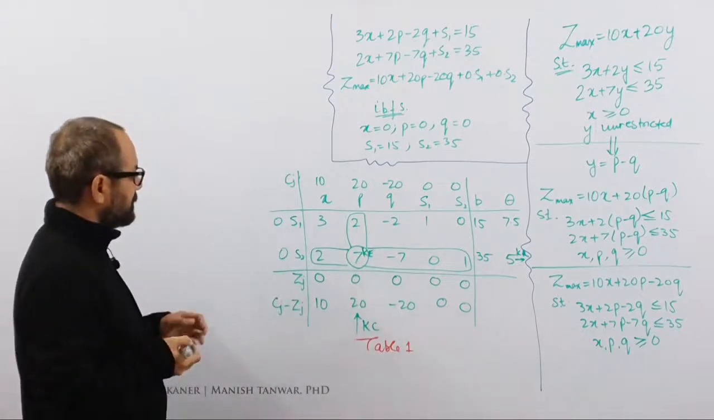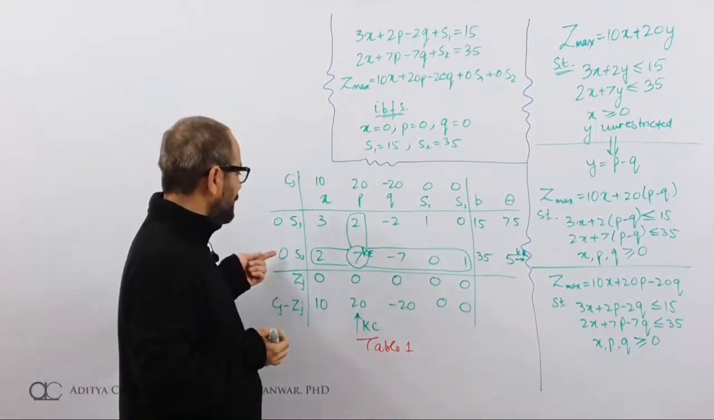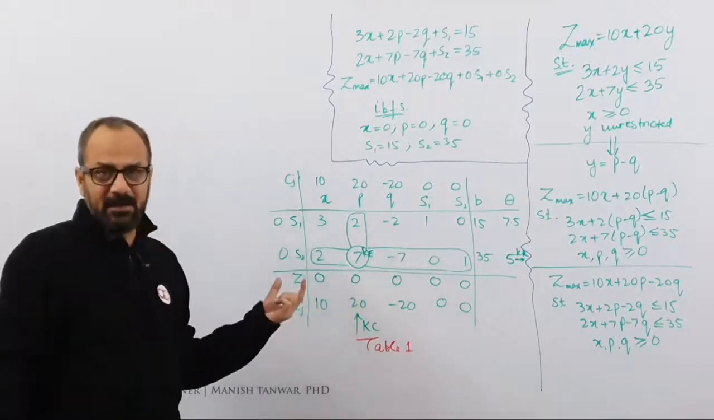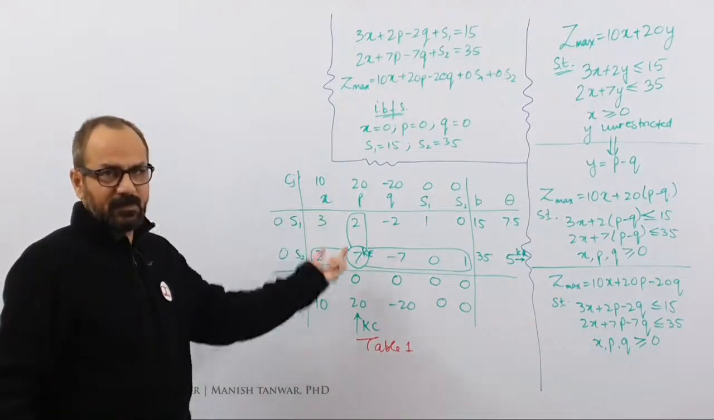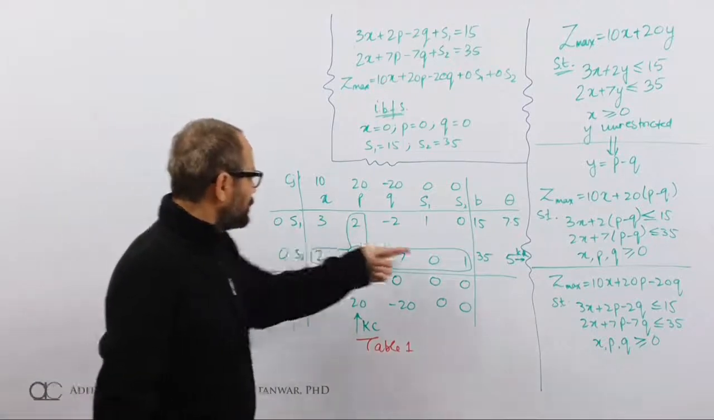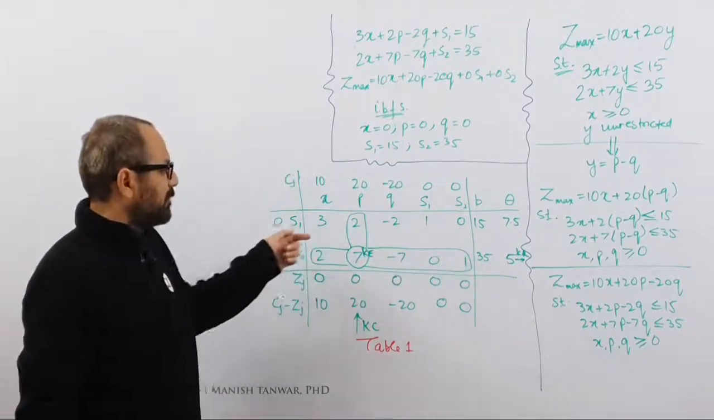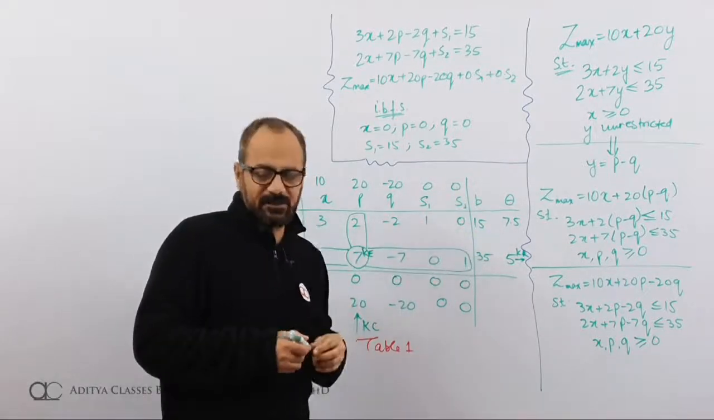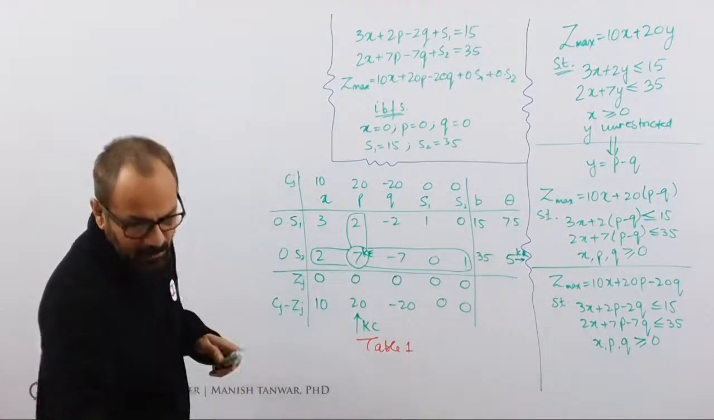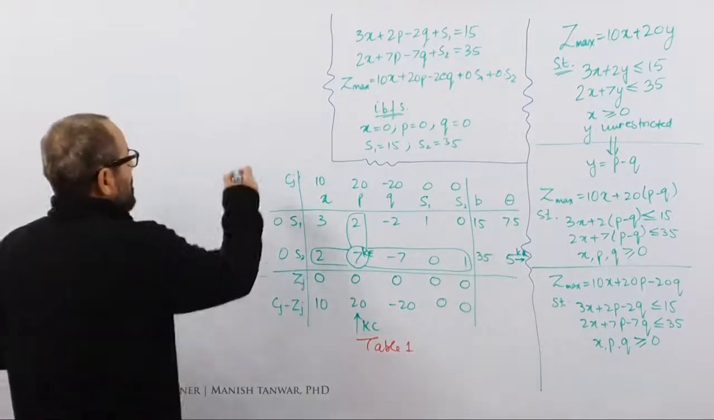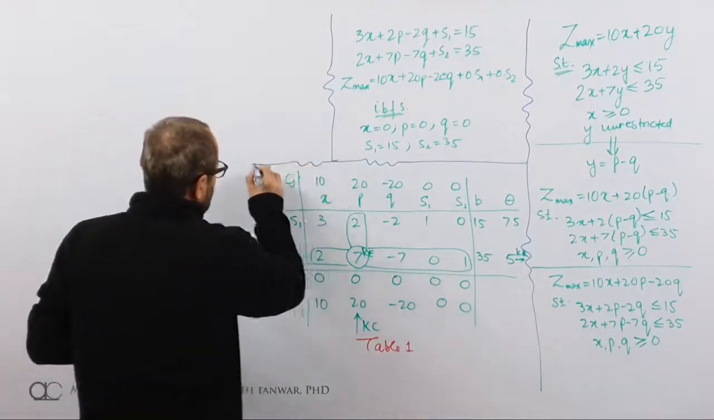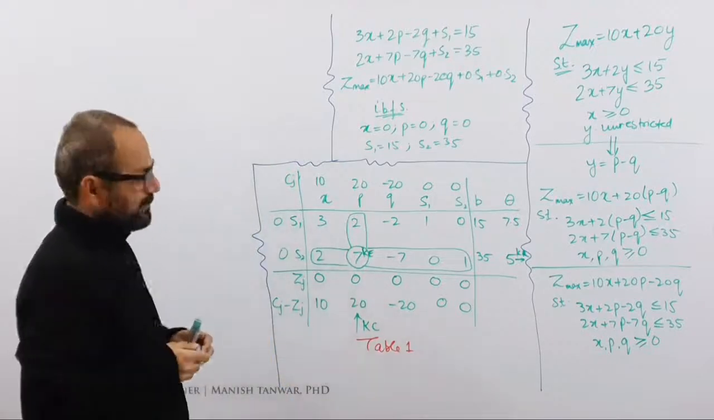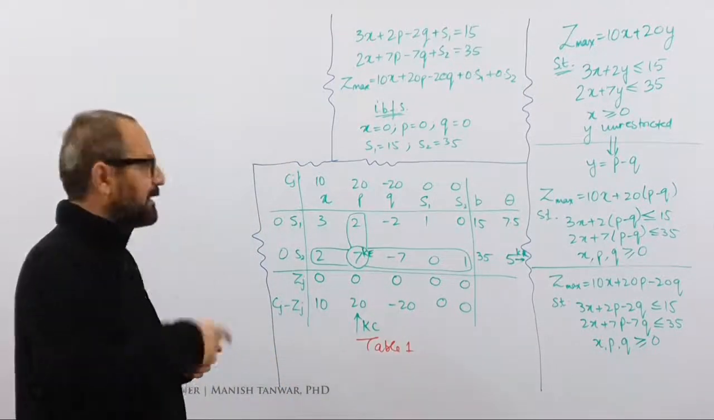So, this is our first table. Our incoming variable is P because it has a potential of improving my output by 20. Who is going out? S2 is going out because it has the least positive decision parameter. Now, let us move on to our next table.